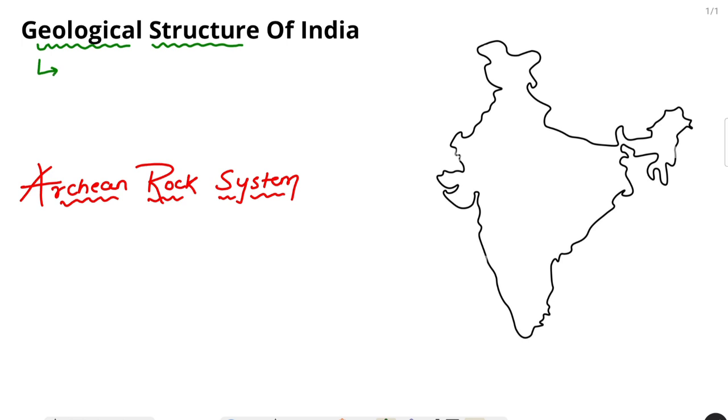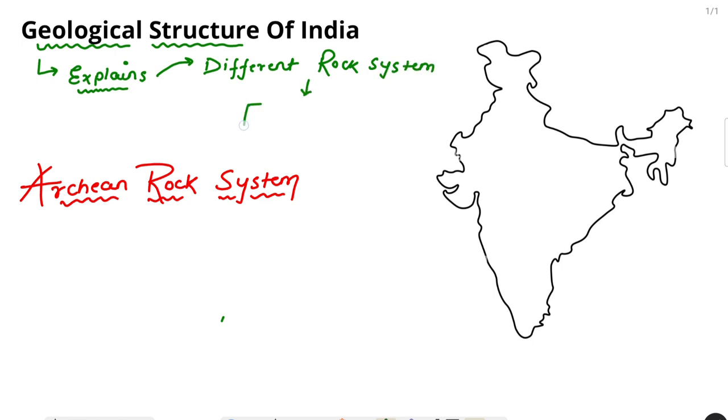It is very simple: geological structure explains the different rock systems and their formation. If the question comes, what do you understand by geological structure? Geological structure explains the study of different rock systems and their formation. So this is about the geological structure.